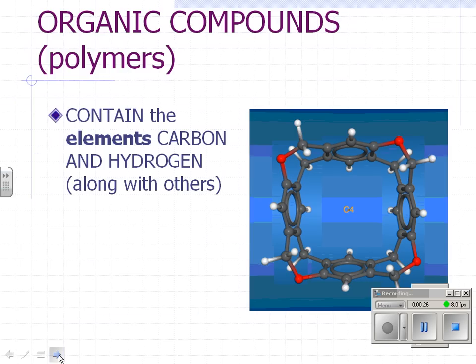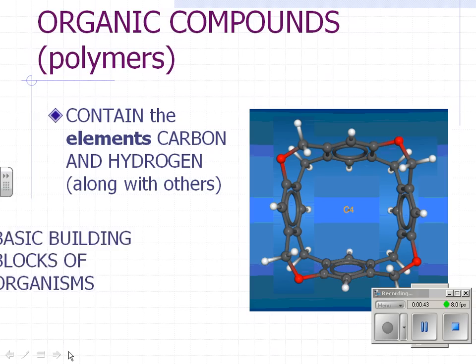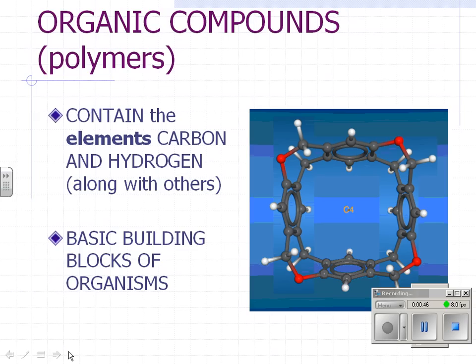Organic compounds are called organic because they contain the elements carbon and hydrogen, along with others, but mainly carbon and hydrogen. And organic compounds make up the basic building blocks of all living things. And we're going to look at why and how.